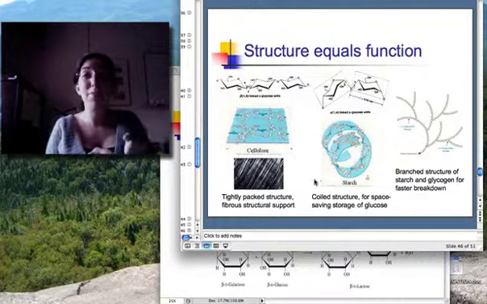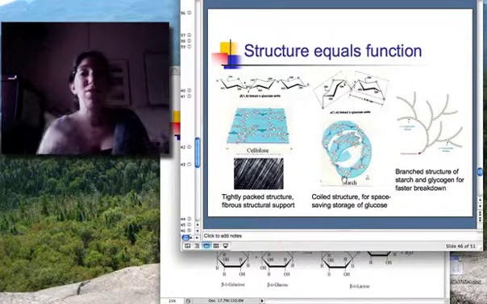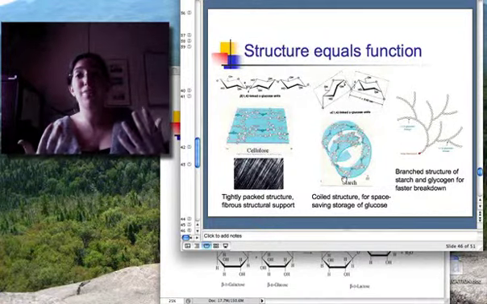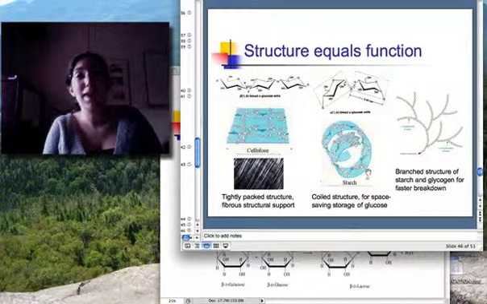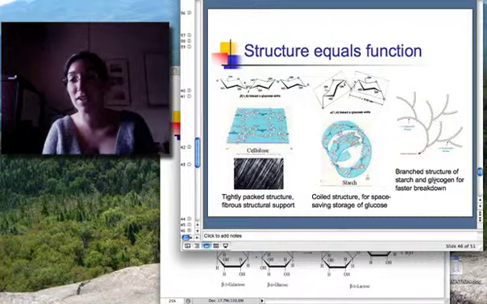It saves space. Same thing with starch in a molecule. This is the storage form of glucose. If you want to store glucose, you're trying to save space, right, in storage. So instead of having this long chain of glucose, it's all coiled up for better storage purposes. Great space-saving structure.